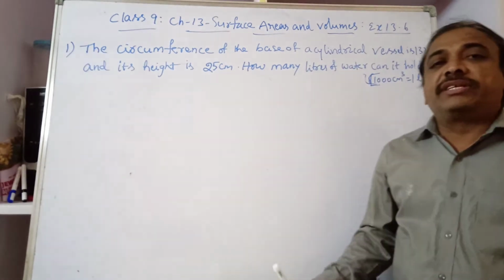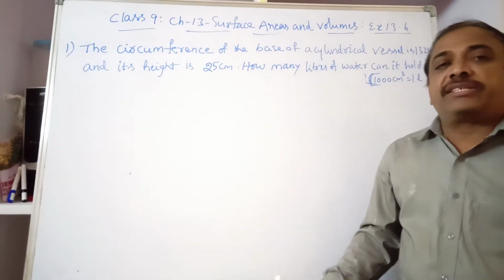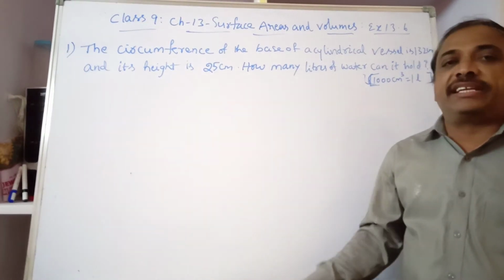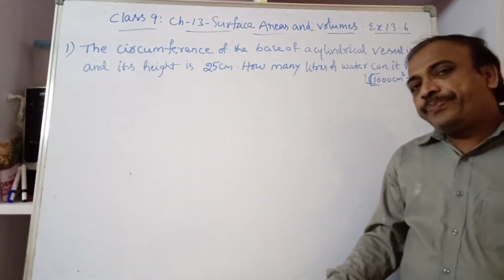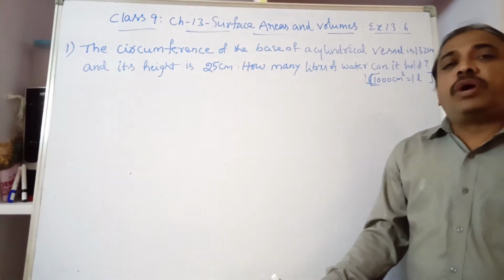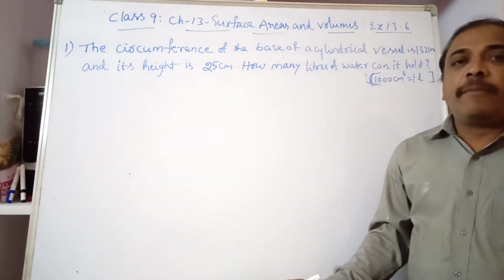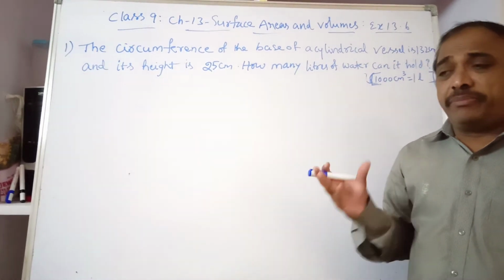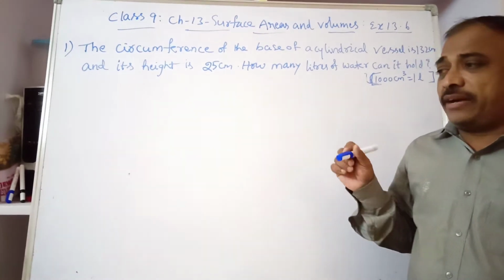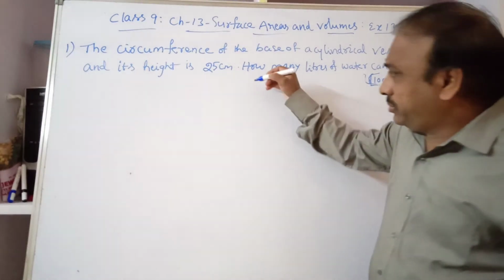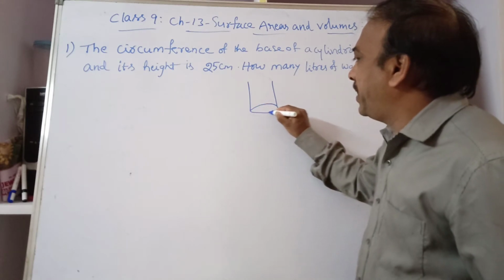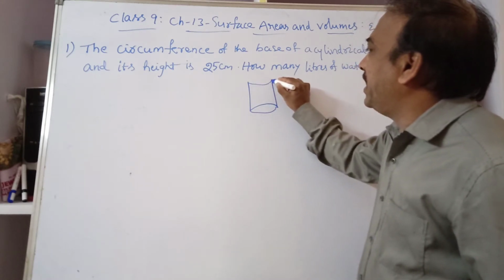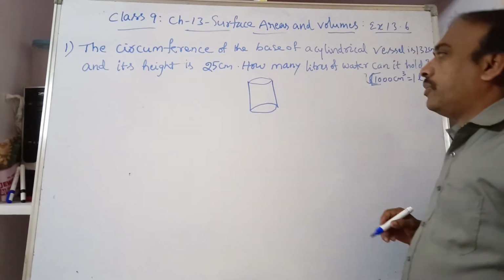Now today we are going to discuss the same volume concept but for another solid, that is the cylindrical shape. The volume of the cylindrical shape is pi r square h. This is a cylinder. The base area of the cylinder into height will give you the volume of the cylinder.